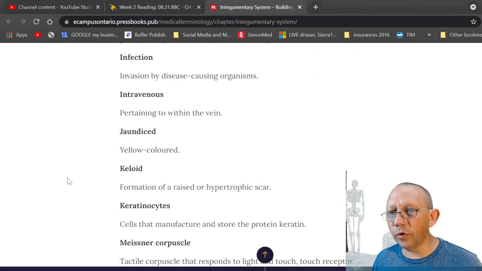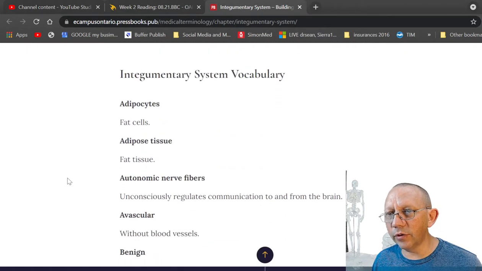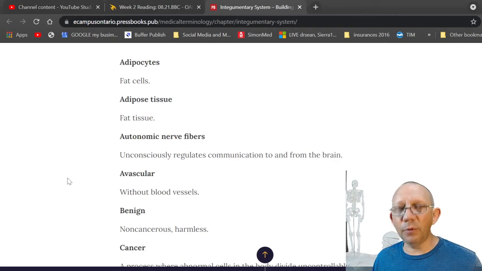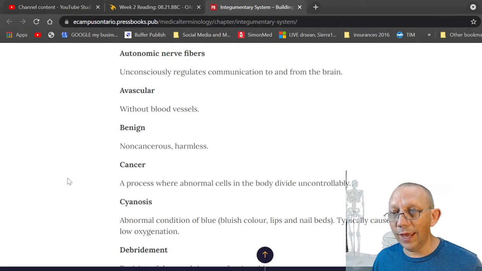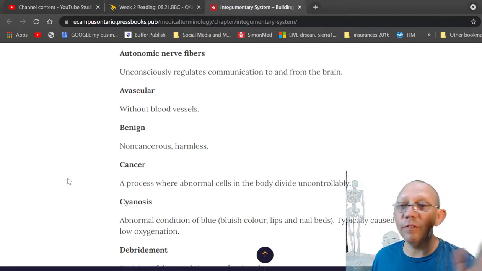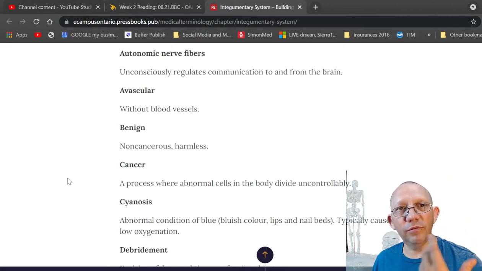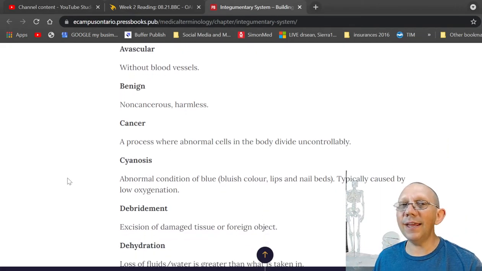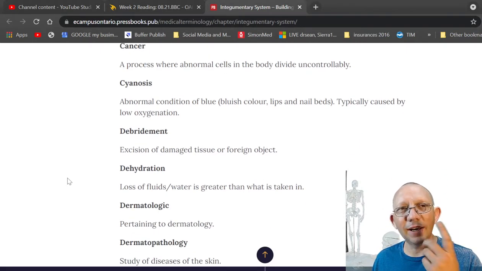Let me go through real quick, as we're going through these words, here's a really good integument vocabulary. Adipocytes, fat cells. Adipose tissue, autonomic nervous fibers. Avascular. A means without, vascular means vessels. So arteries and veins are also vascular, right? That's vascularization. Benign is not bad, non-harmless, usually. He was a benign character, right?